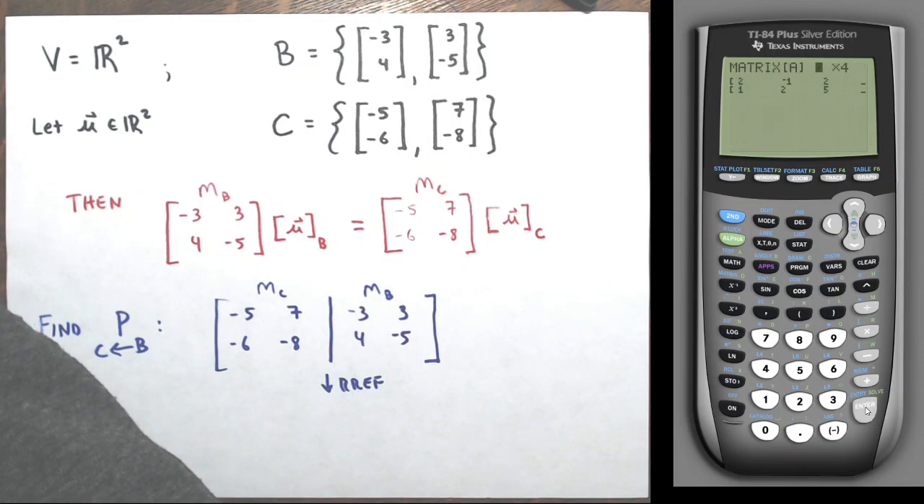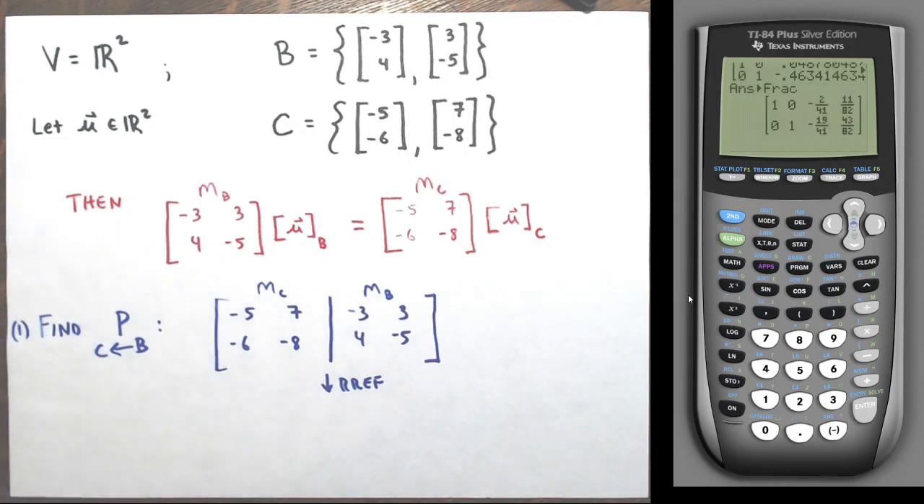2 by 4 again. So -5, 7, -3, 3, -6, -8, 4, -5. Get out of here, go reduce to row echelon form. I'm going to change these to fractions. Okay, so that's pretty ugly.